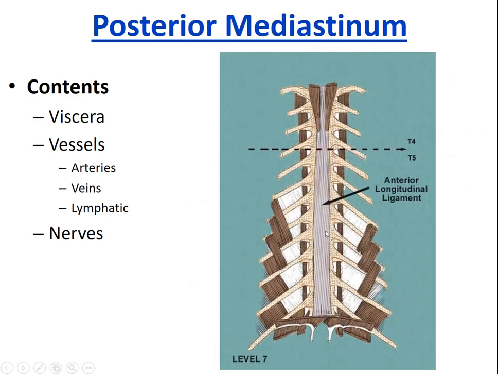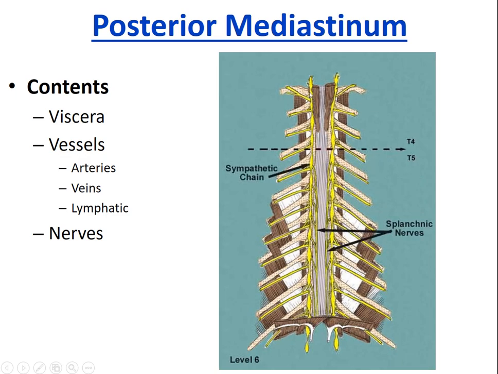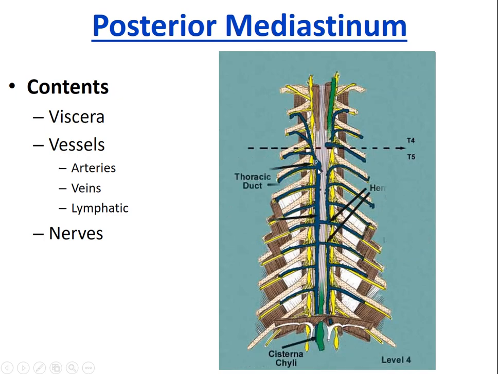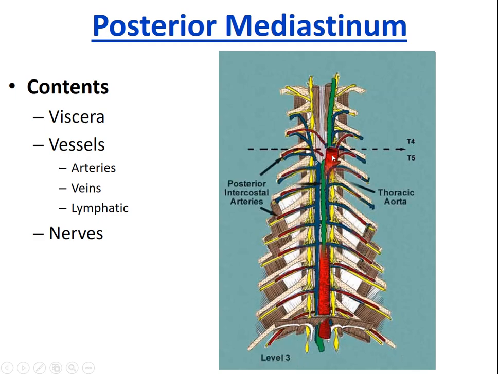Let us go from posterior to anterior. That is the vertebral column with its anterior longitudinal ligament. Now we are moving anteriorly. So there lies paravertebrally the sympathetic chain. Between it there lies the azygos venous system. Further anteriorly, the thoracic duct, which usually lies on the right side, is going to cross at the level of fifth thoracic vertebra towards the left side.